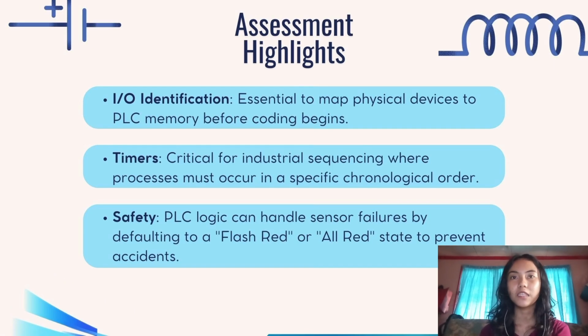To highlight the key learnings from this project, we identified several important points. First is I/O identification. Before coding, it is essential to correctly map physical devices like buttons and lights to PLC memory addresses. This prevents wiring and logic errors. Second, timers play a critical role in industrial systems. They ensure that processes happen in the correct order and for the correct duration.